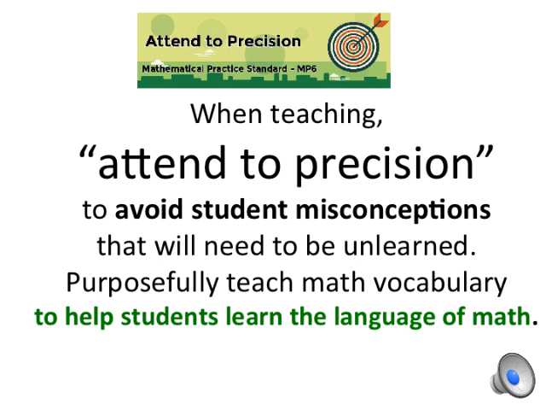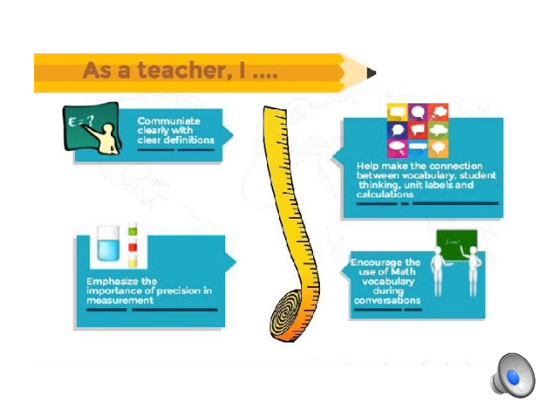These next 3 slides give a brief overview of Mathematical Practice 6. When teaching, attend to precision to avoid student misconceptions that will need to be unlearned. Purposefully teach math vocabulary to help students learn the language of math. In review, as a teacher, I communicate clearly with clear definitions. I help make the connection between vocabulary, student thinking, unit labels, and calculations.